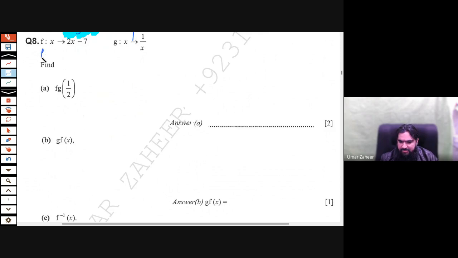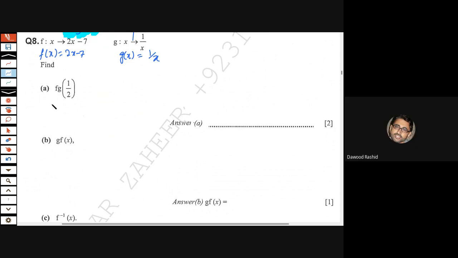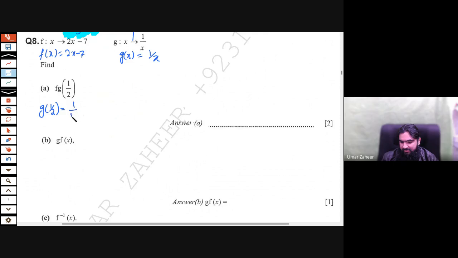Now it is the same notation basically. f of x is equal to 2x minus 7. It is just denoted in another way. So what do we have to do first? Yes, Mustafa? Sir, it's given f of g of 1 by 2, so 1 divided by 1 by 2. So that will be, just take the reverse. So it is 2.